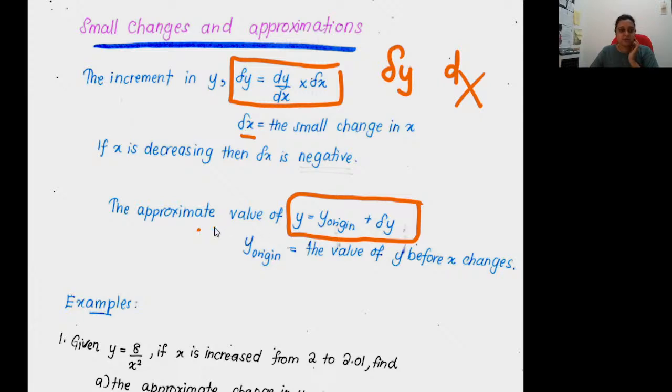Approximate value, how to find? You just take the original y plus delta y. How to find this delta y? That's why we need to know this formula, and then from that, whatever answer you get, you have to substitute into the second formula. Now I'm going to use these formulas and apply them to the first example.